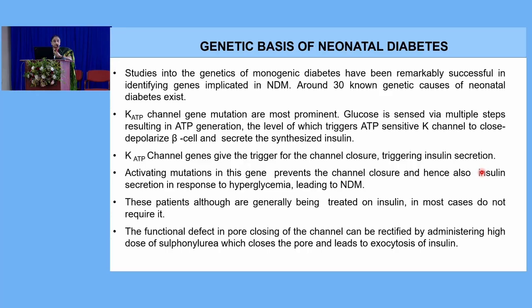That is the crux of the genes, where the ATP triggers this channel, which depolarizes the beta cell and then secretes the synthesized insulin. So this gives a trigger for the channel closure and the triggering of insulin secretion. As I said, the activating mutation in this gene prevents the channel closure, and hence insulin secretion is prevented in response to hyperglycemia, and that leads to NDM.